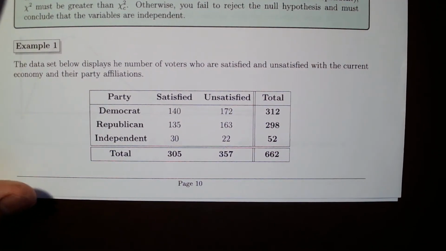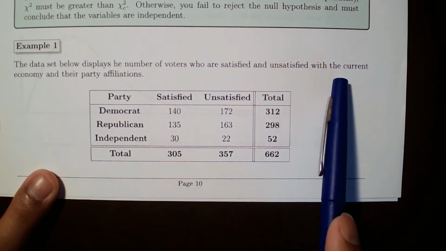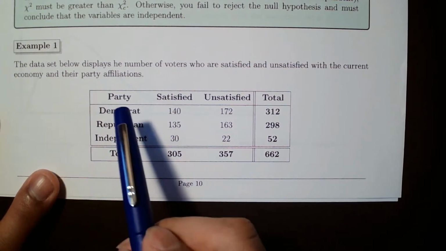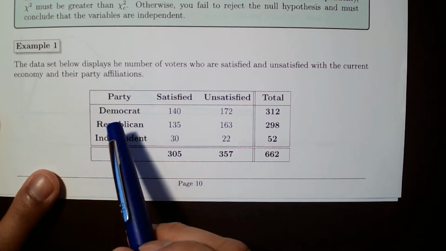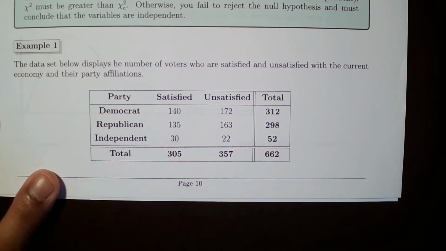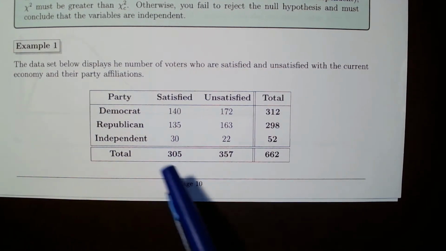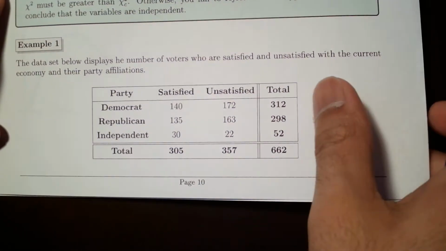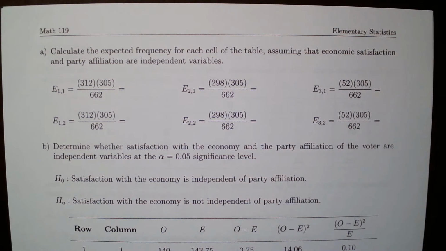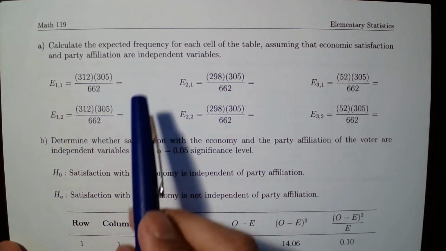Let's look at one example. The dataset below displays the number of voters who are satisfied and unsatisfied with the current economy and their party affiliations. We have those affiliated to the Democratic Party, the Republican Party, and Independent, and then the number of people that are satisfied and unsatisfied. We have all the totals here. To make this quicker and simpler, I already did these calculations and typed them for you, and all I'm going to do is put the results.